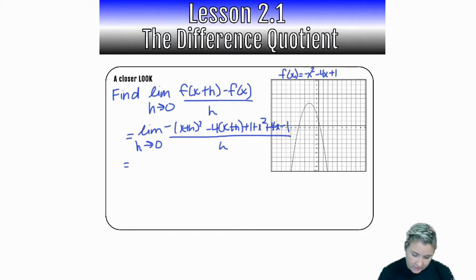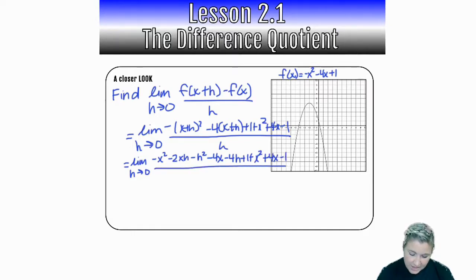So therefore, we're going to have the limit as h approaches 0 of negative x squared minus 2xh minus h squared minus 4x minus 4h plus 1 minus x squared, plus x squared plus 4x minus 1, all divided by h. Essentially, what you want to look for that happens every time is that every term that doesn't have h in it subtracts away.